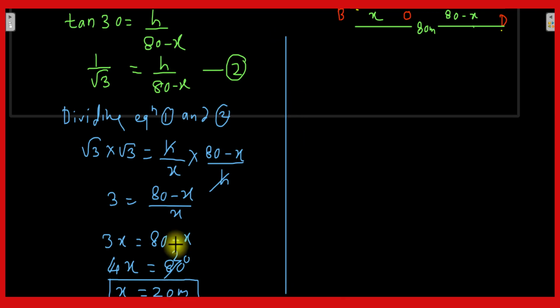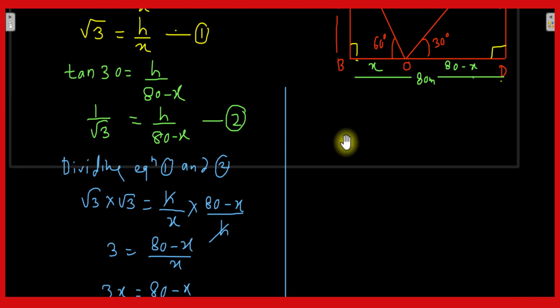Now here friends, we have got the value of x as 20 meter. So O is situated at a point 20 meter from the pole AB. Now we have to find the height. So we will put the value of x in either equation number 1 or equation number 2. It is better to put it in equation number 1.